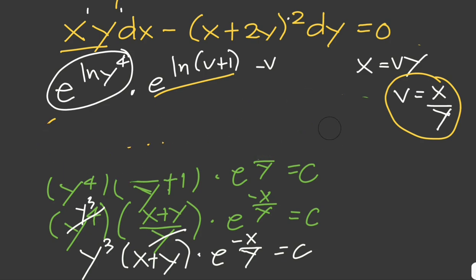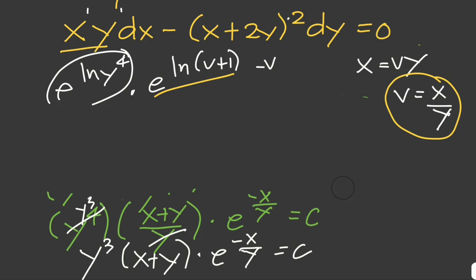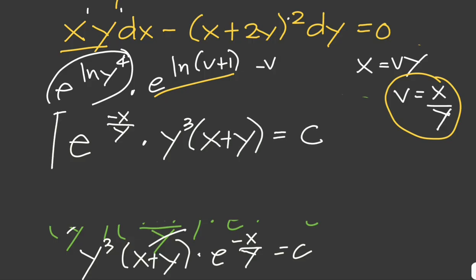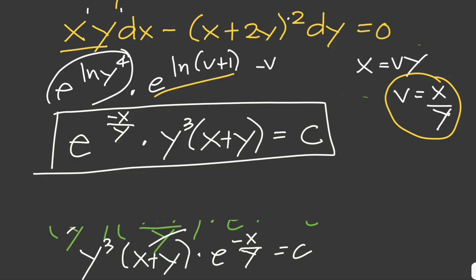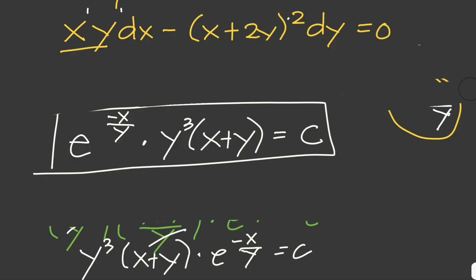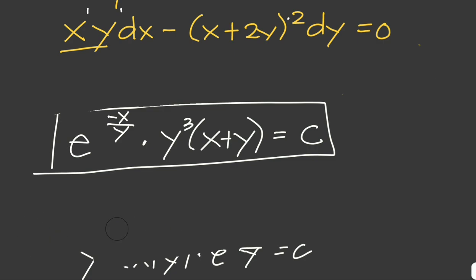Therefore, our final answer would be e to the negative x over y times y cubed times x plus y equals c. So this is our solution to the given homogeneous differential equation.